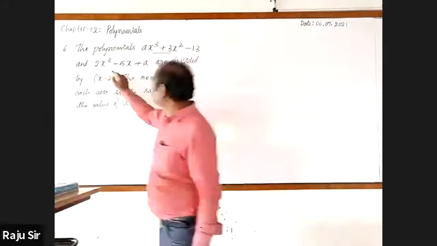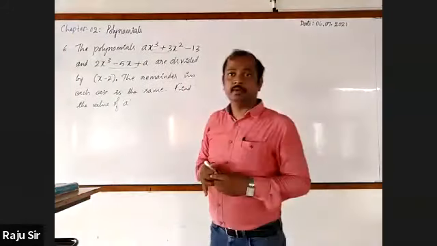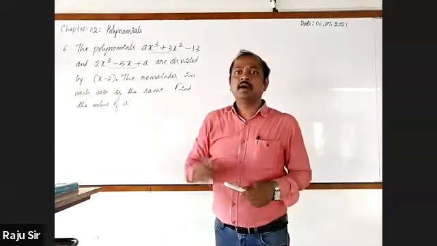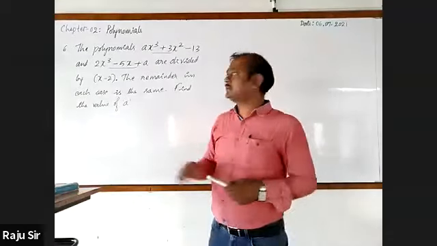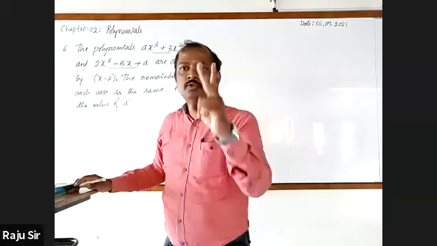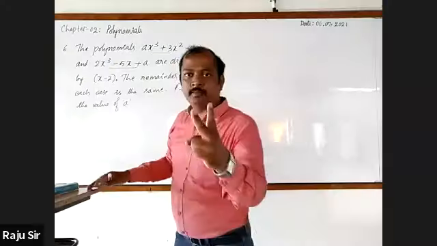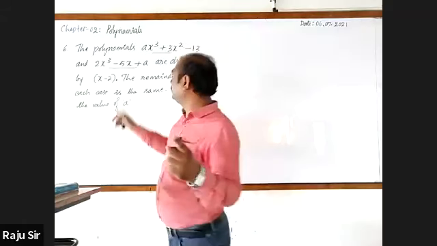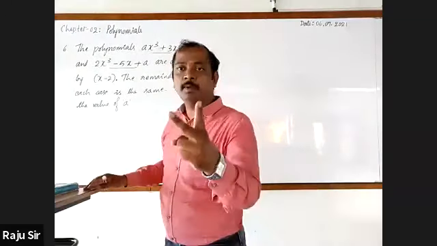Look here. Here they are given two polynomials. This is the first polynomial and the second polynomial. So both the polynomials are divided by the same divisor. This is x minus 2. Then could you tell how many remainders you will get? One remainder or two remainders? Two, sir. Two remainders. Enough. Because there are two polynomials. Both are to be divided by x minus 2. Hence you will get two remainders.